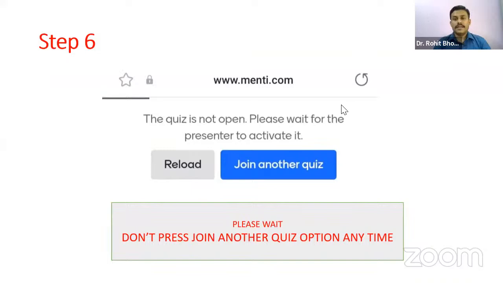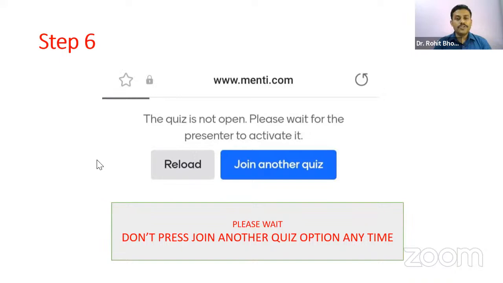So then the screen will appear like that. Please don't press anything till we start the quiz. In between questions also, this screen may appear. For that time, no need to click any button, like rejoin or reload. Questions will automatically appear on your mobile phone.